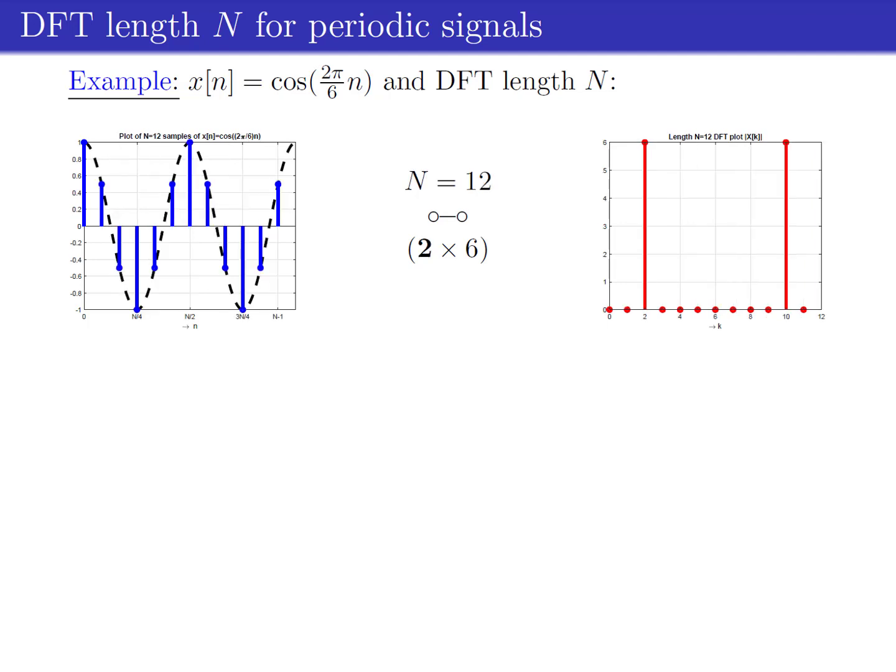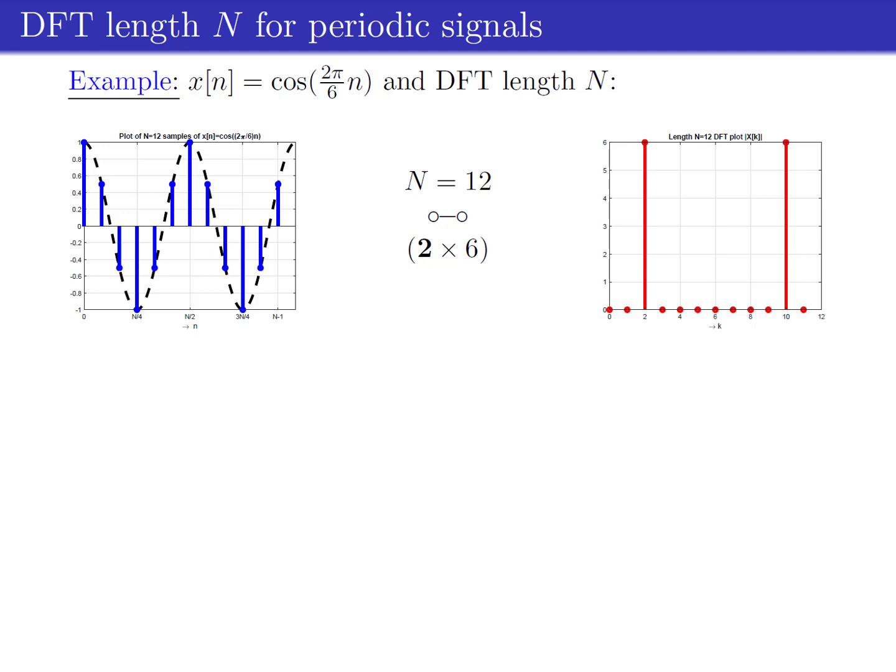Now we use 2 times 6 is 12 samples of x[n]. The result of a 12-point DFT shows again two peaks, but now at indices k is 2 and k is 10. Via modulo counting, it follows that the index k is 10 is equivalent to the index k is 10 minus 12 is minus 2.